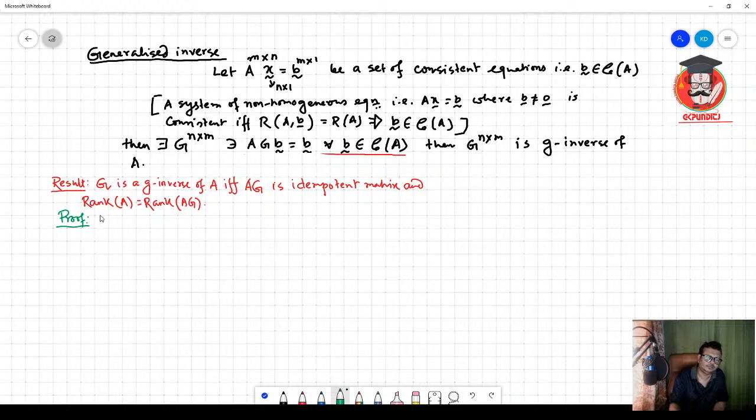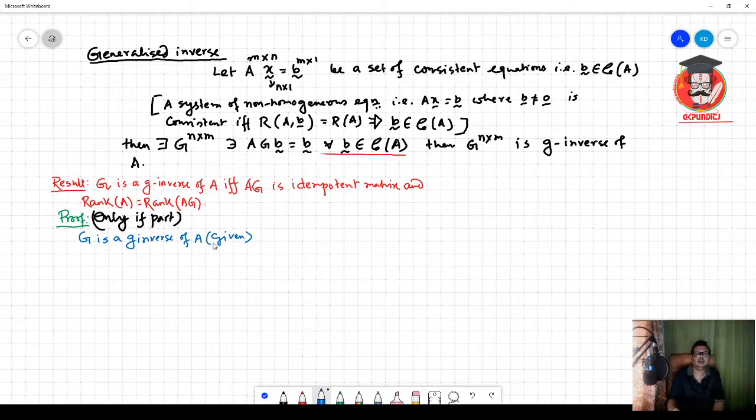Only if part. That is, G is a g-inverse of A. This is given, and I want to prove that AG is an idempotent matrix and rank of A equals rank of AG. Since G is a g-inverse of A, this implies AGA equals A.